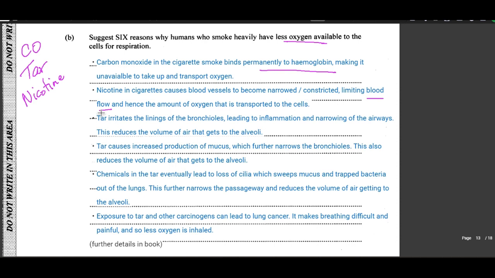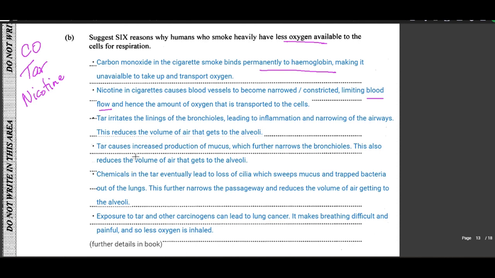Because if you notice, getting oxygen to cells requires a very intimate interplay between your respiratory system and your cardiovascular system. The both of them work very closely together. And smoking affects both, right? Components of cigarette smoke affect both your lungs and your cardiovascular system. So these are the different ways it can affect your body cells' access to oxygen.